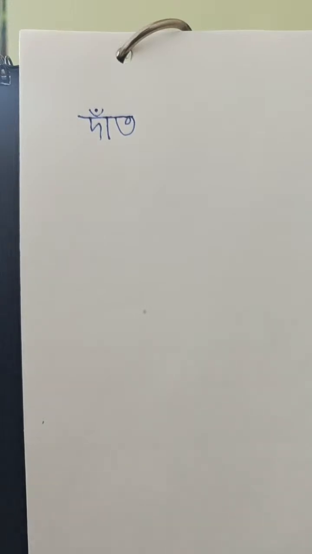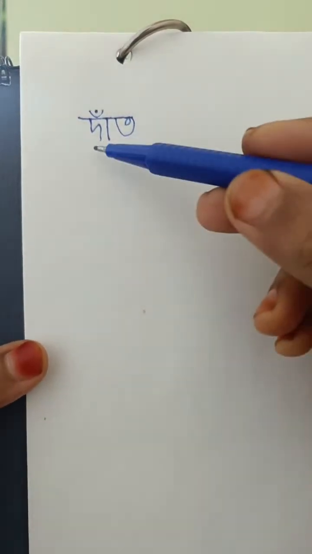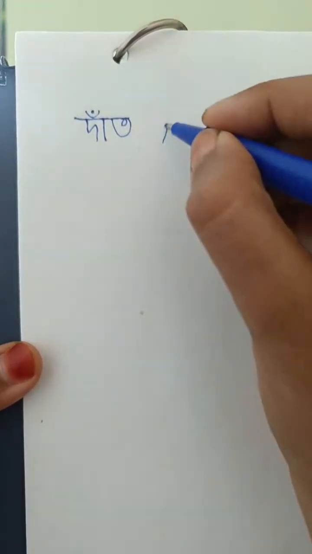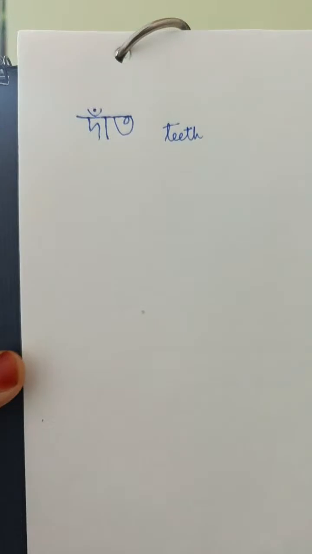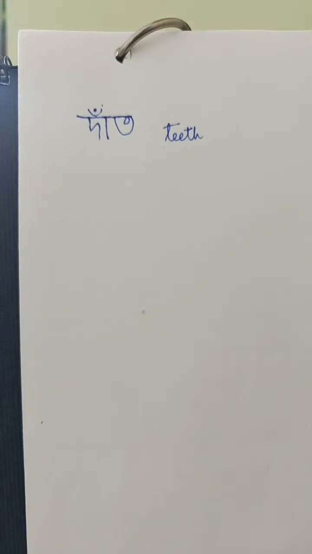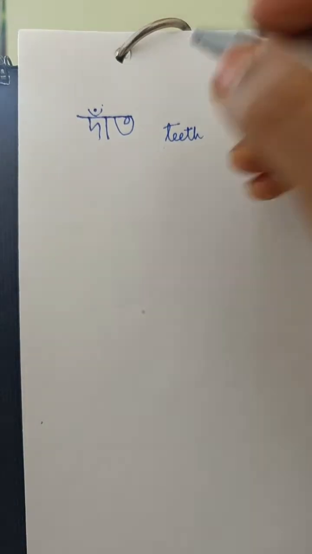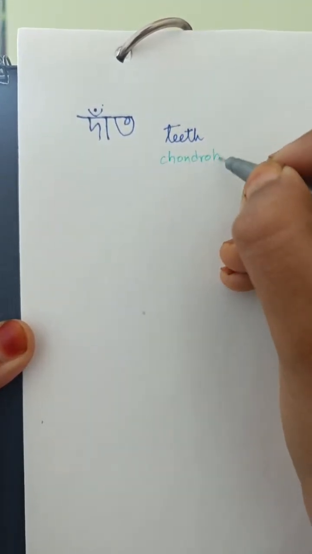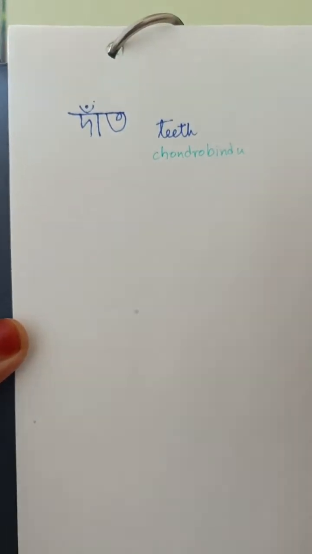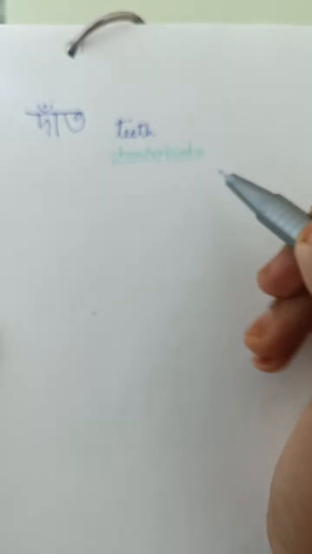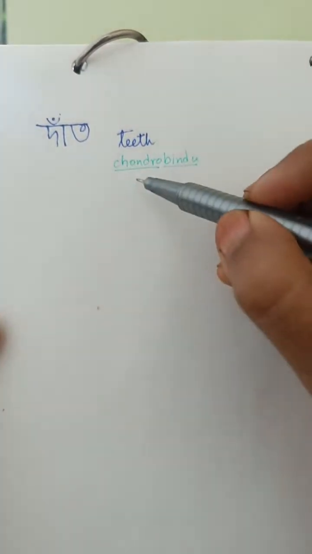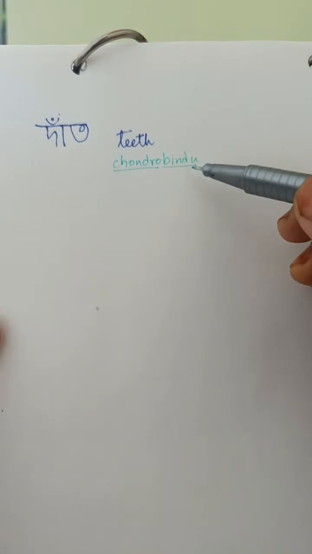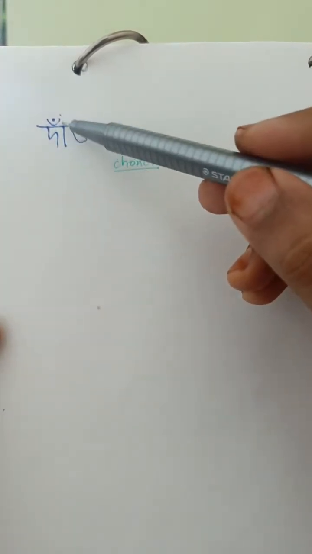And that is what we're talking about today. This is dat. It means teeth. And let's talk about this. What is this? That is called a Chandra bindu. It's one word in two parts. Chandra means moon and bindu means dot. So this refers to how it looks. So let's talk about Chandra bindu.